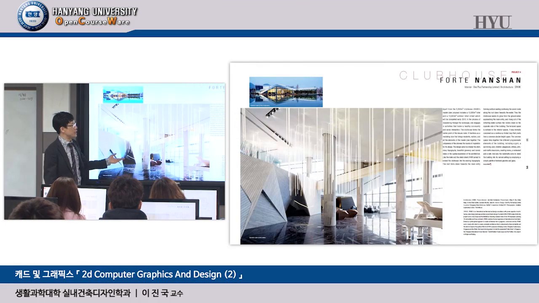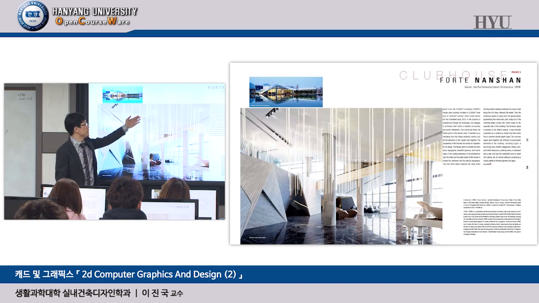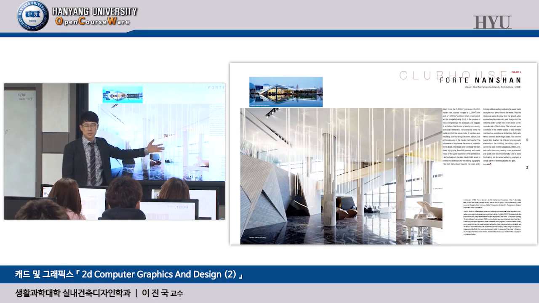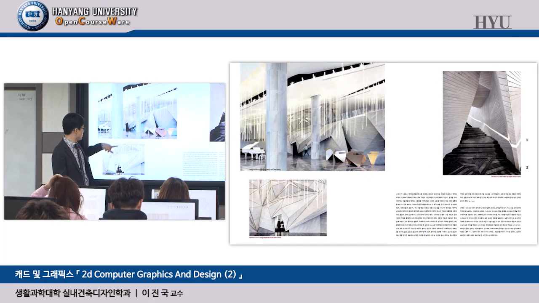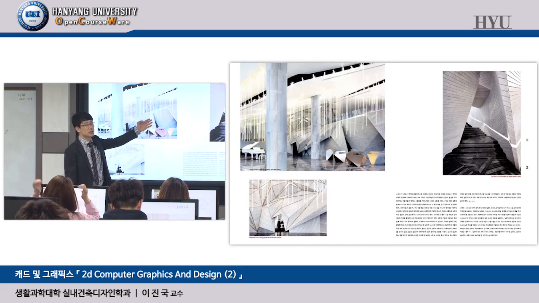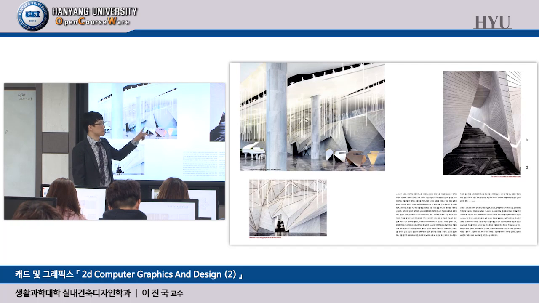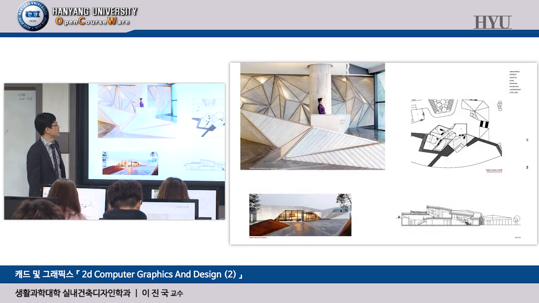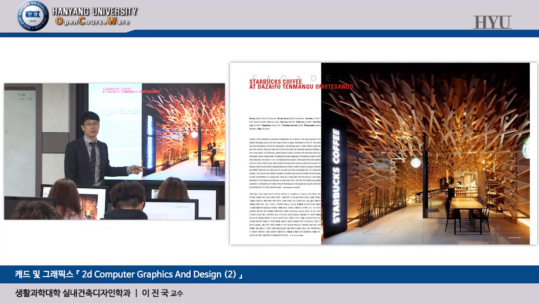Okay, next one, Forte Nanshan, China. Take a look. Very linear spatial structure, that spatial lobby area has unique design features, but also the elevation, I mean some wall structure has something diagonal shaped, triangular shaped, some identity applied for this design, okay? Something like this.